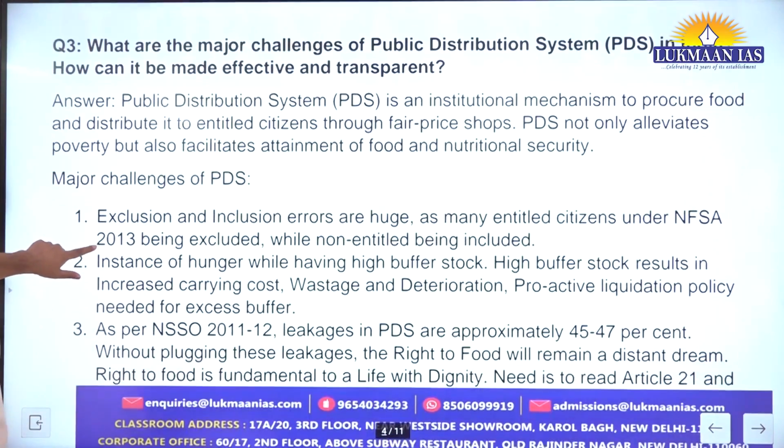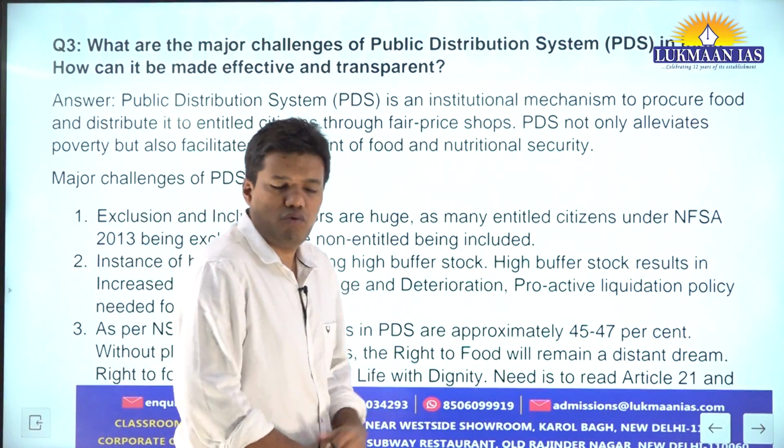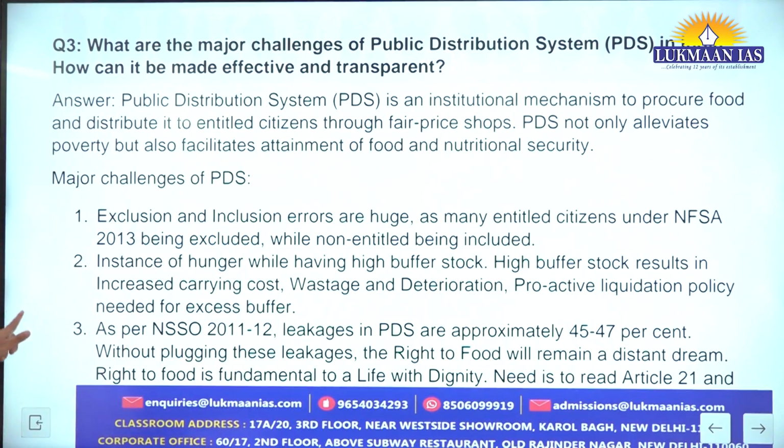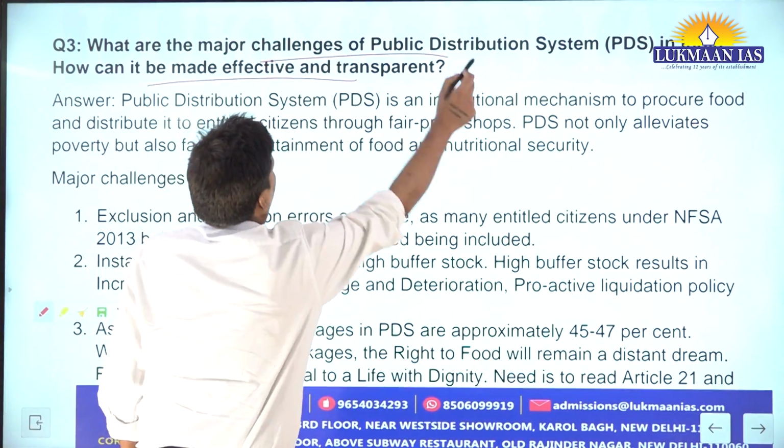Let's say this was a question that appeared in Civil Services Main 2022 GS3. What are the major challenges of the public distribution system in India? How can it be made more effective? The question is very clear, right? Major challenges and PDS.